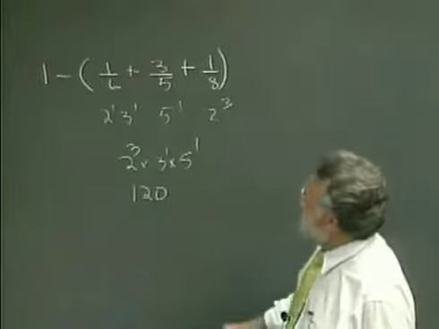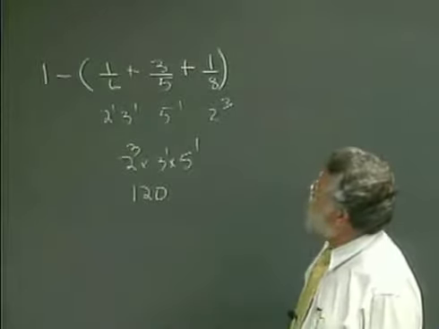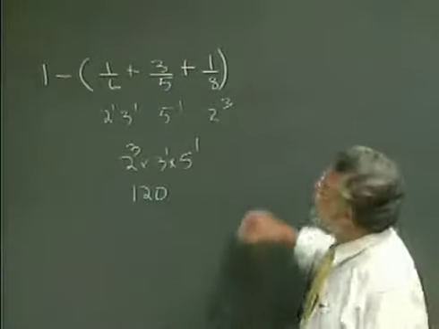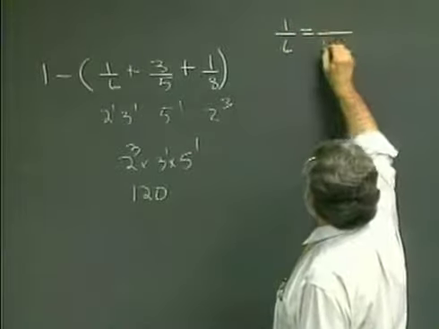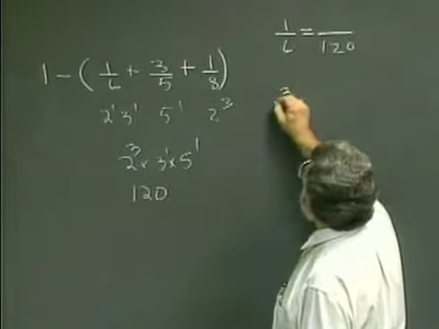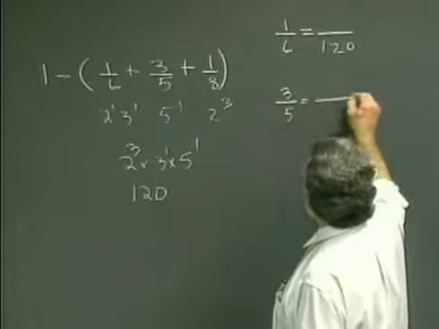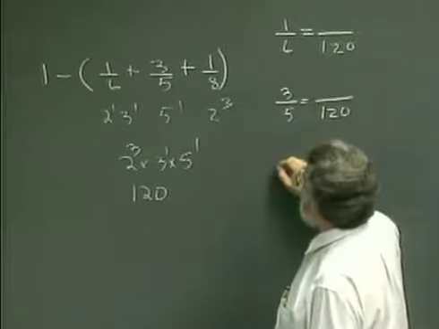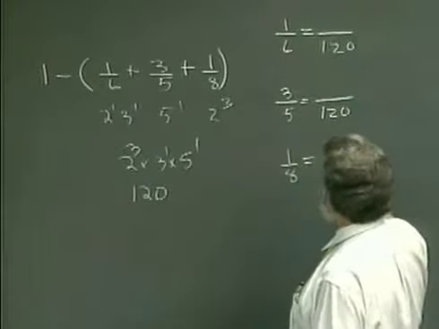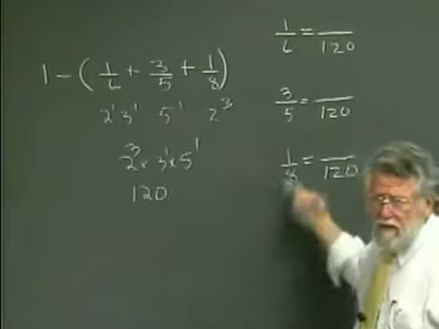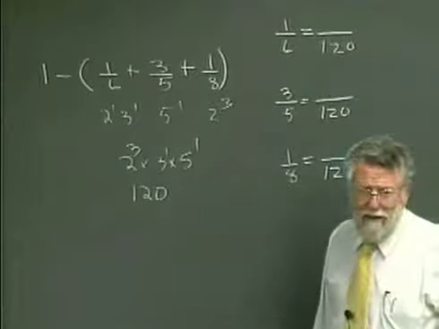So I can take my 1/6 and my 3/5 and my 1/8 and add them together. So I'm just going to do this vertically. That's 120. And then I had 3/5 over 120. And I have 1/8 over 120. And I remind you, of course, that we've done this before a lot of times.